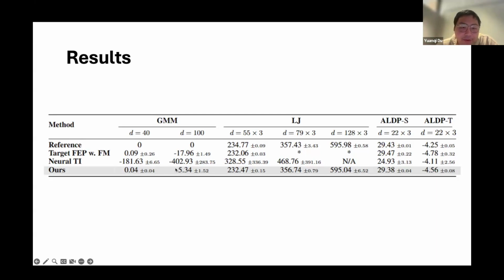And this is our method. By the way, all the values in this table are unitless, so they are not multiplied by the constant kBT. Essentially what we want to show here is that for this kind of system, it works within certain accuracy.